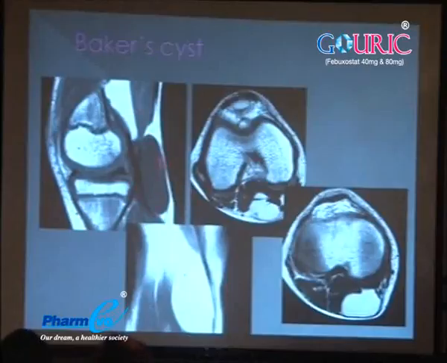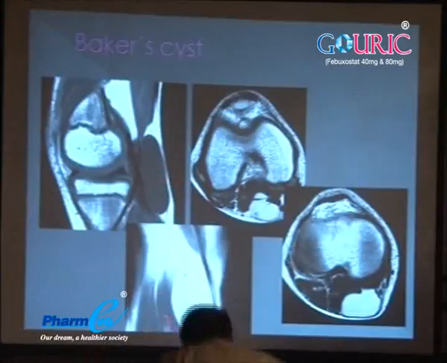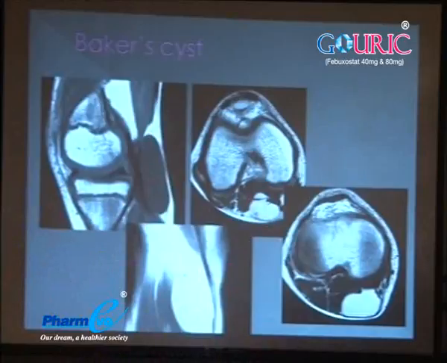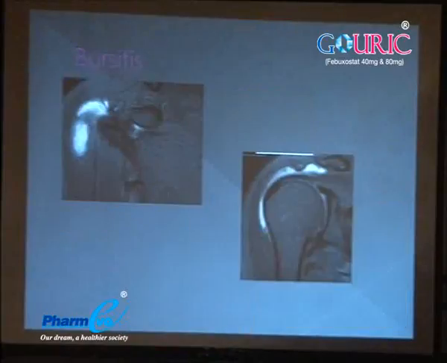Baker's cyst, again, fluid can accumulate anywhere, in the Baker's cyst, in the bursa, behind, the popliteal bursa. T1 shows a low signal defect and it is very bright on T2, and this is the intermediate or proton density image, which shows you this fluid behind in the popliteal region.